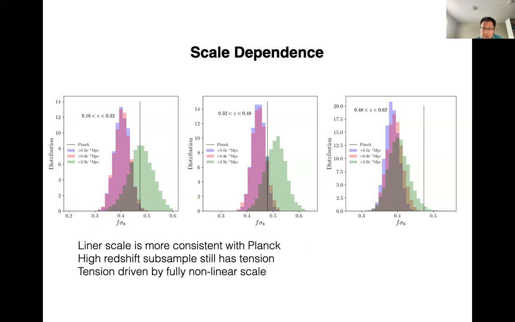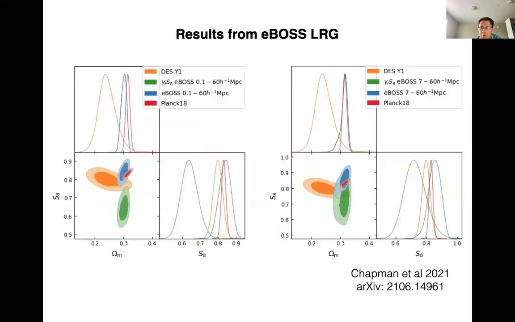It can also increase the fσ8 measurement for the high redshift subsample, but it's not as significant as for the other two redshifts. It shows that the tension is fully driven by these nonlinear scale measurements. We also see this result from our eBOSS analysis, which is based on a paper from last year.